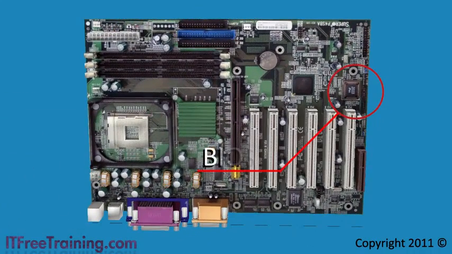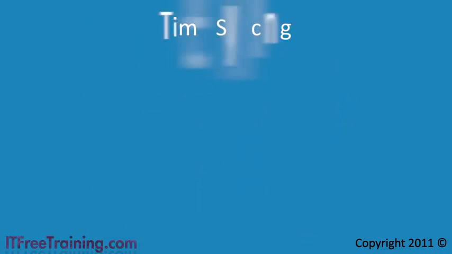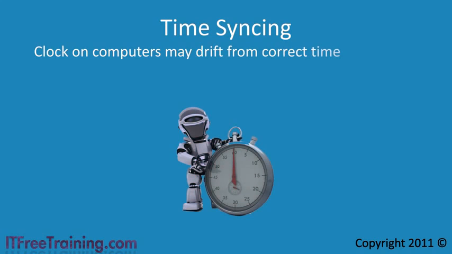All computers have a BIOS in them with a battery backup. The battery ensures the computer's internal clock keeps time even when the computer is shut down and not plugged in. Due to a number of reasons, the time on a computer may drift from the correct time.